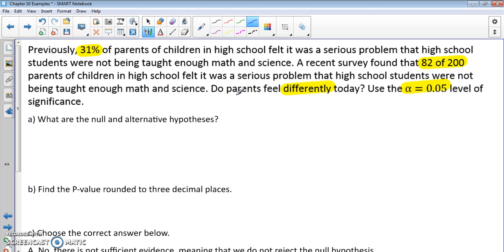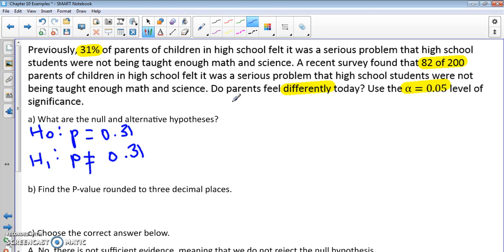So we want to verify our conditions after we state the null and alternative. We're looking at proportion, so p naught is equal to, and the alternative is not equal to. So we're looking at 31%, and we want to convert that to a decimal, so 0.31.